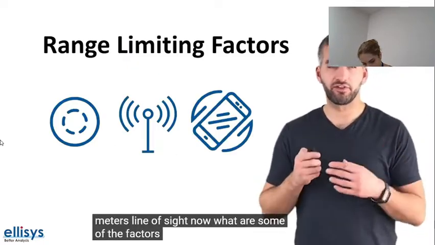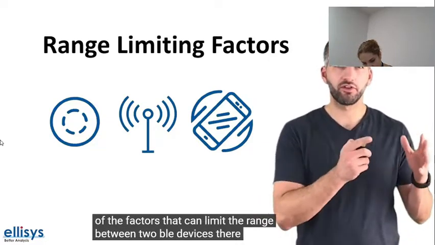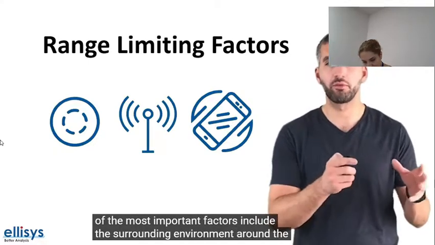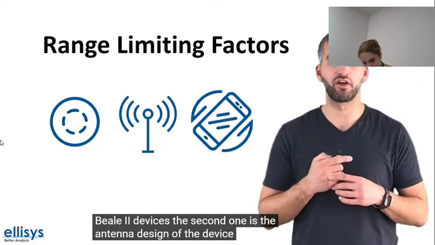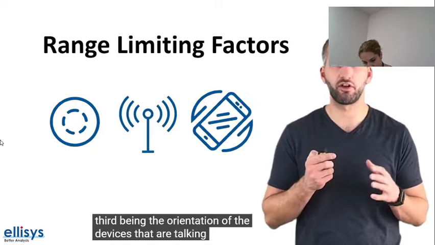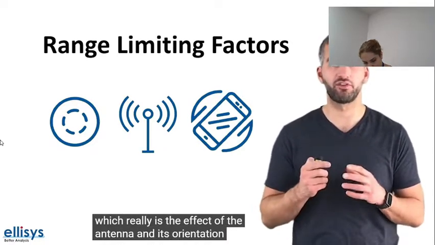Now, what are some of the factors that can limit the range between two BLE devices? Three of the most important factors include the surrounding environment around the BLE devices. The second one is the antenna design of the device, and the third being the orientation of the devices that are talking to each other, which really is the effect of the antenna and its orientation.